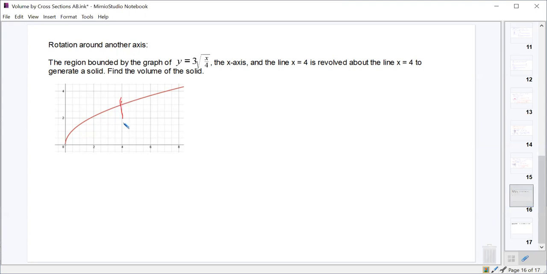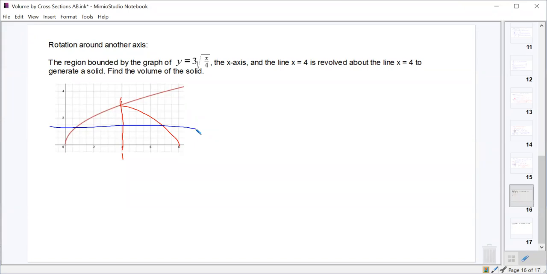So if I revolve around the line x equals 4, I'm gonna get something that looks like a little chocolate chip or something. This little 3-dimensional chocolate chip shaped thing. Do you agree with that? Delicious, huh? Okay.